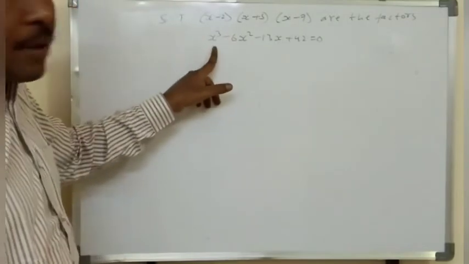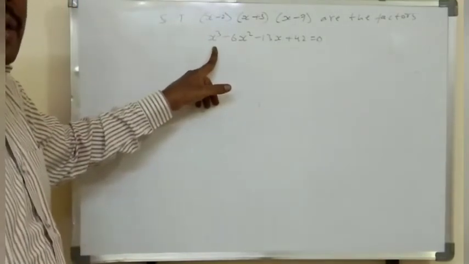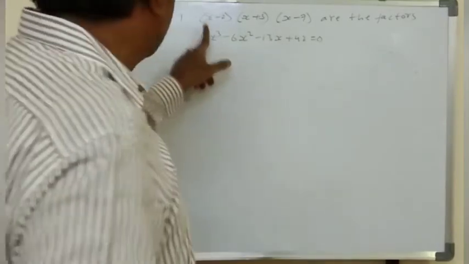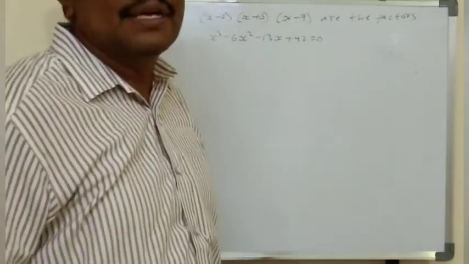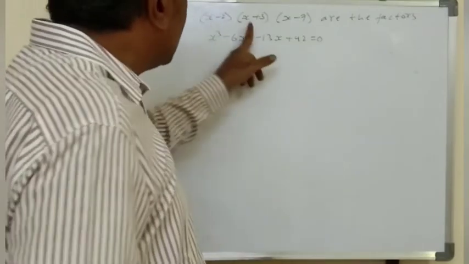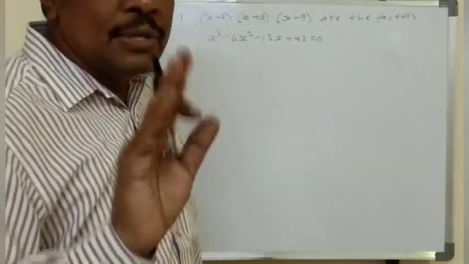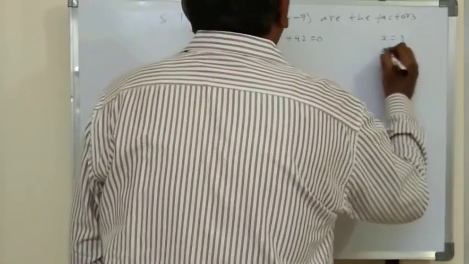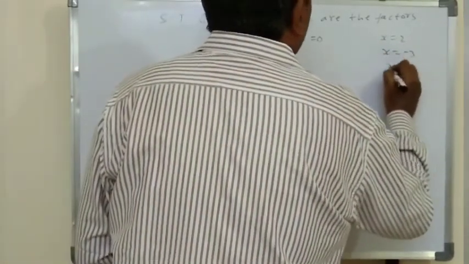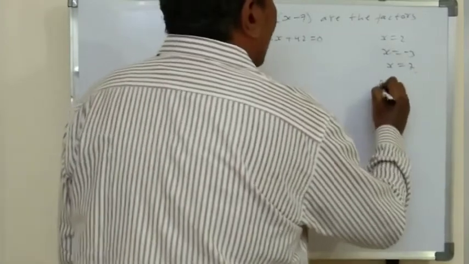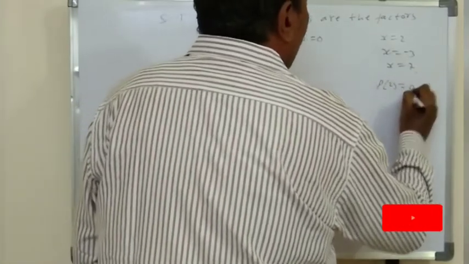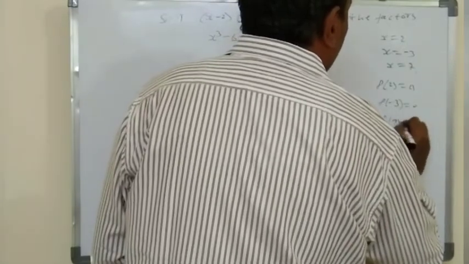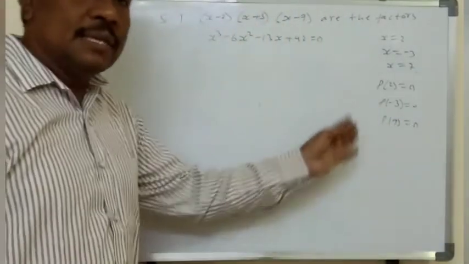This is what type of polynomial? Cubic polynomial. A cubic polynomial contains at most how many factors? 3 factors. Here 3 factors are there. So you have to check whether these 3 are the factors or not. There are 2 methods. That means x is equal to 2, x is equal to minus 3, x is equal to 7. That means we have to find whether f of 2 is equal to 0, or f of minus 3 is equal to 0, or f of 7 is equal to 0. This is one method.